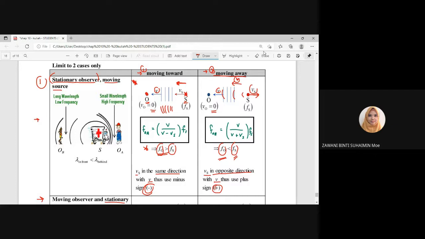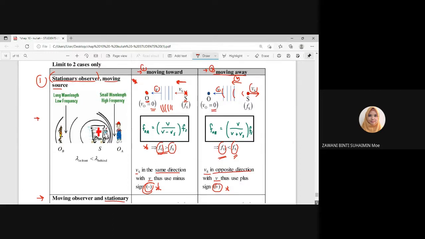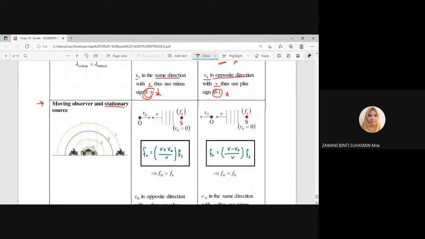tersebut. Macam itulah. Okay, so kita tengok direction of Vs in opposite direction with V. So dia adalah plus. Kalau dia sama direction, dia adalah minus. Okay, so sama juga dengan kes yang bawah. Tapi kes yang bawah ni, kes kita adalah kita yang bergerak tapi source of sound tu tidak bergerak. Okay, so macam tadi saya cakap, syarat Doppler Effect untuk berlaku mesti ada relative motion. Sama ada motion tersebut datang daripada observer ataupun motion tersebut datang daripada source. Okay, tak kisah.